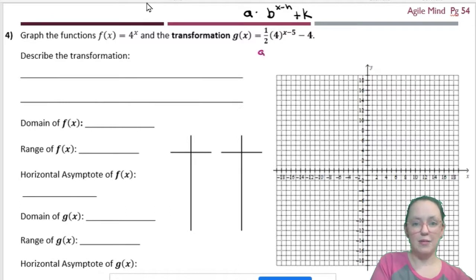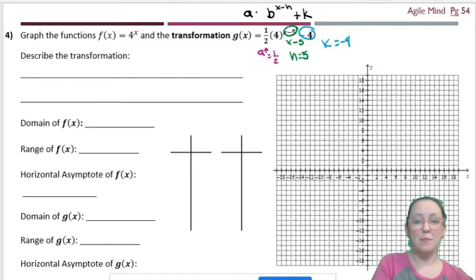Our a being the number multiplied in front, so our a is 1/2. Our h in here, this x minus 5, remember it uses that opposite sign, x minus 5. So our h is really a positive 5. And then we have that minus 4 over here. This is our k. Our k is going to be negative 4.